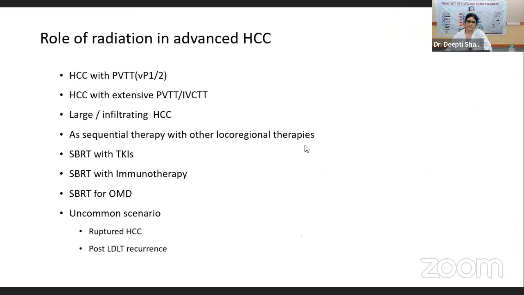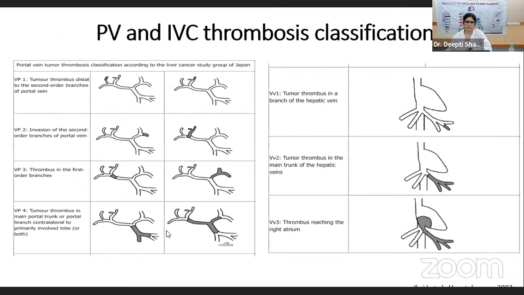organs. Now, the role of radiation in advanced HCC can be detailed under the following headings: HCC with PVTT, early VP1 or 2, extensive portal vein tumor thrombosis or IVC tumor thrombosis, large infiltrating HCC, as a sequential therapy to locoregional therapy or systemic therapy like TKI and immunotherapy, and SBRT for oligometastatic disease. Some uncommon scenarios are ruptured HCC and post-LDLT recurrence. So I'm not going into details as it has already been discussed earlier.